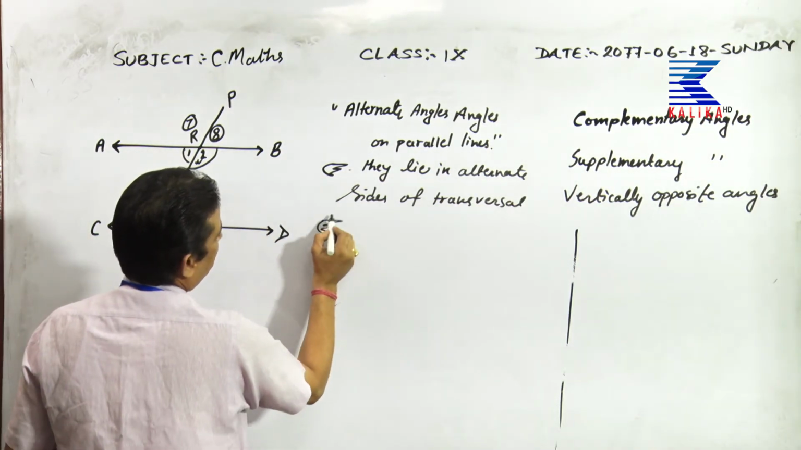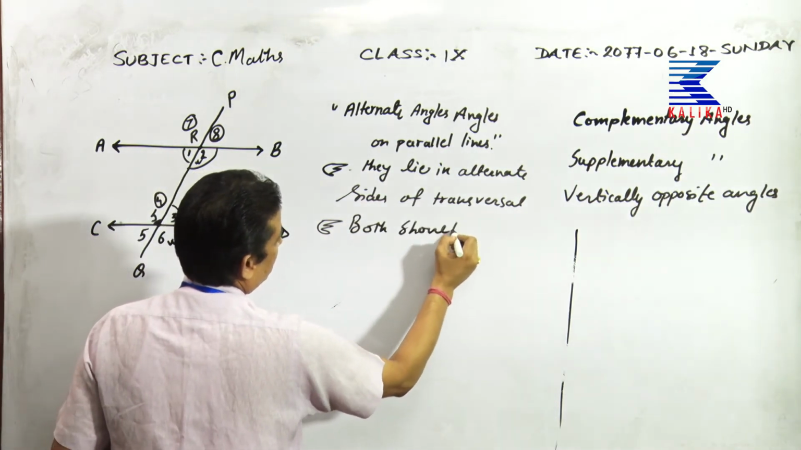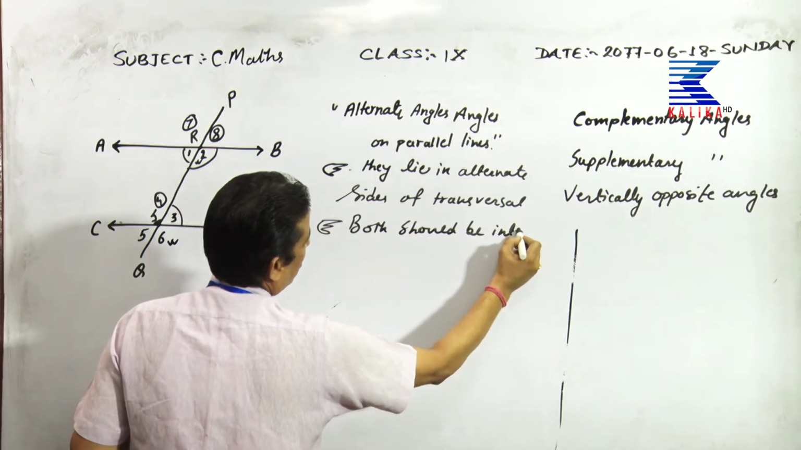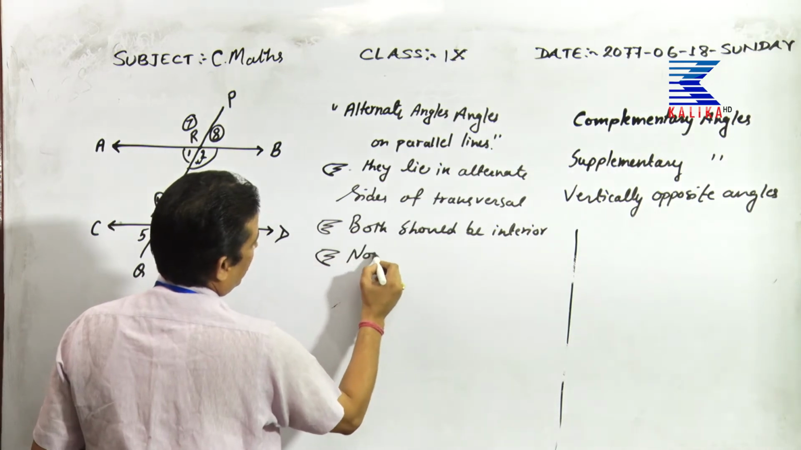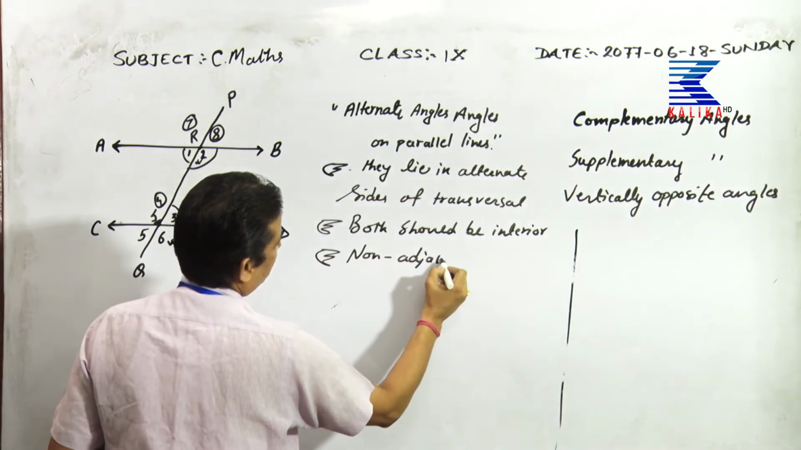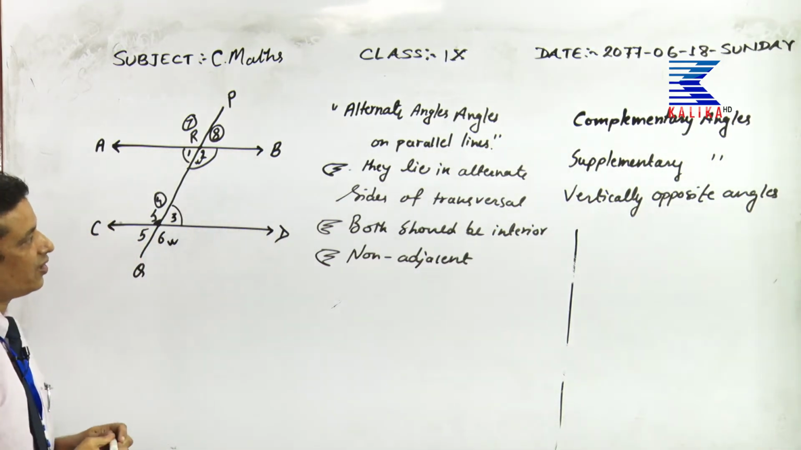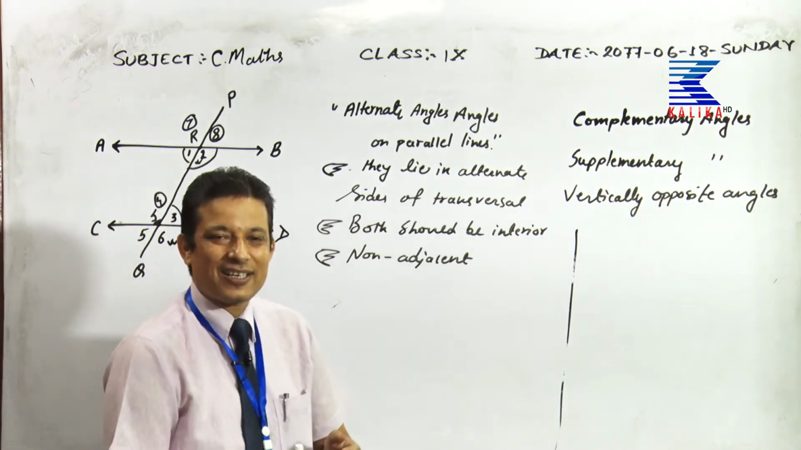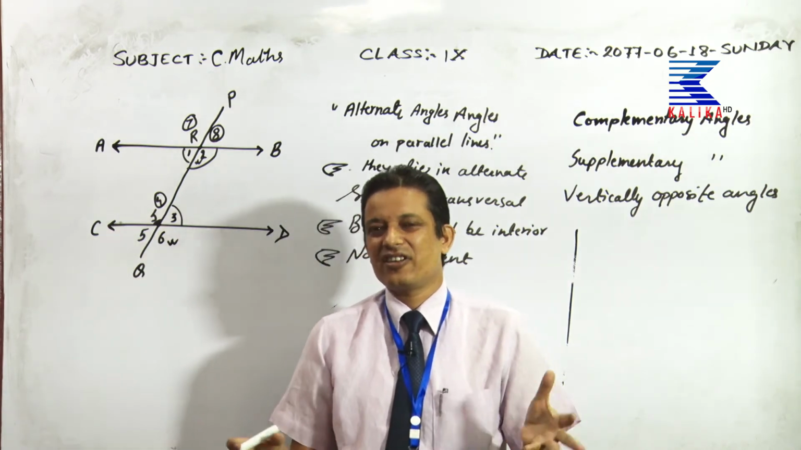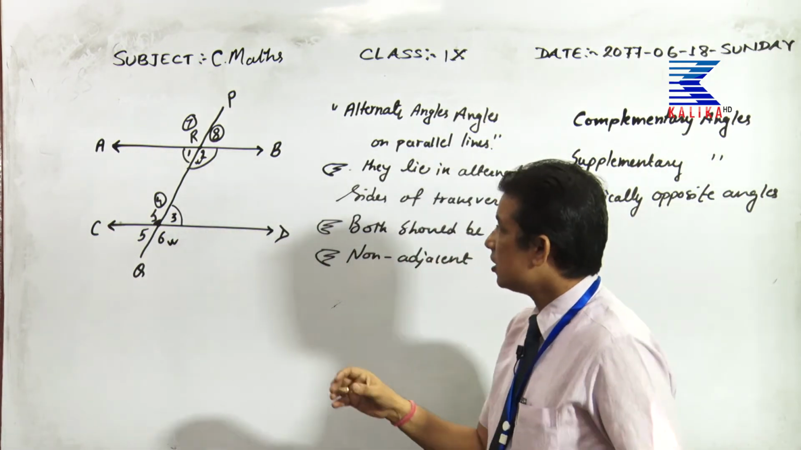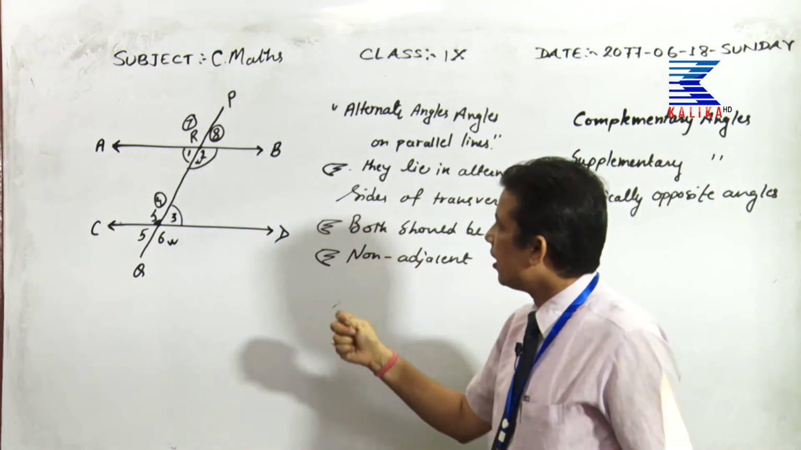Number two, both should be interior. Number three, they should be non-adjacent. Okay, this much, I think, is enough. Look, now you need to find them, student. Here I have used the deductive method. It is because it is just revision. I am not planning more, just revising the chapter that you have already studied.